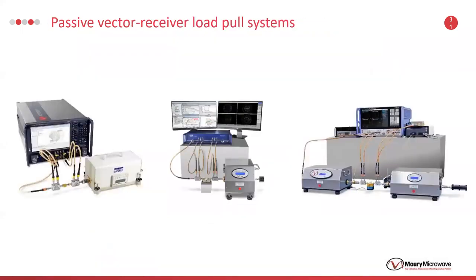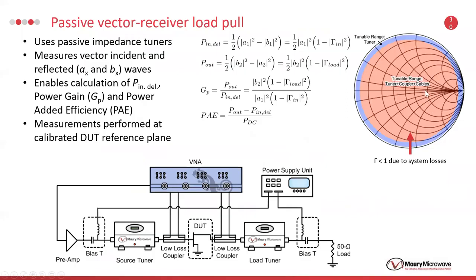All right, so let me go back here. Now, remember I was talking about the losses of these couplers? Imagine that if I calibrate this tuner alone, I can reach this gamma with the tuner, shown here by the blue circle. So the outer circle of the blue ring is actually the tuning range of a tuner.